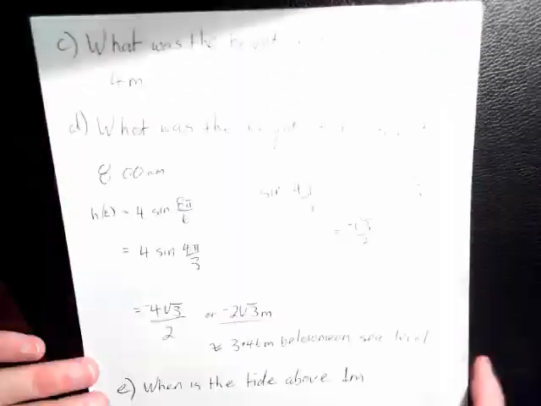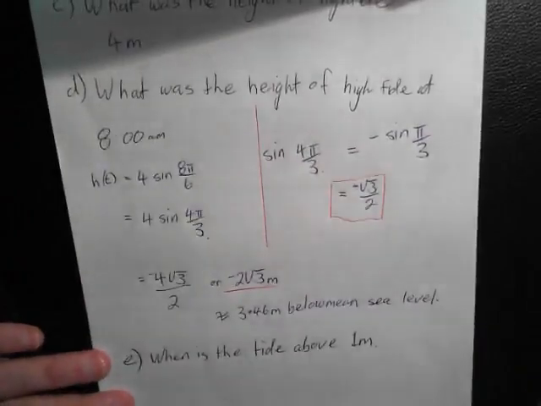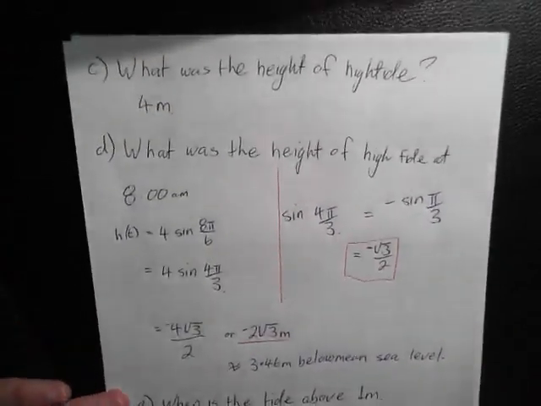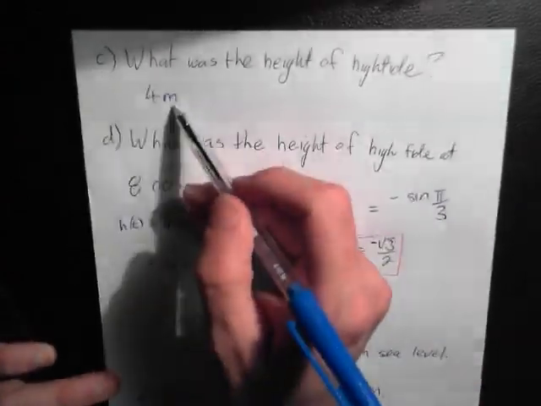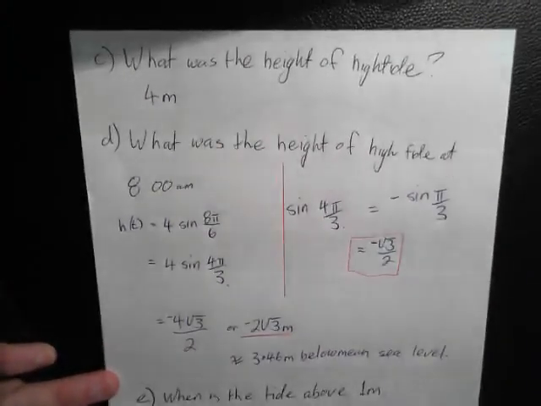Part C of this question. If it was an exam question, I wouldn't be giving more than about half a mark for this. What was the height of high tide? It's just the amplitude, 4 metres. Okay, it's the amplitude of 4 metres. That's it.